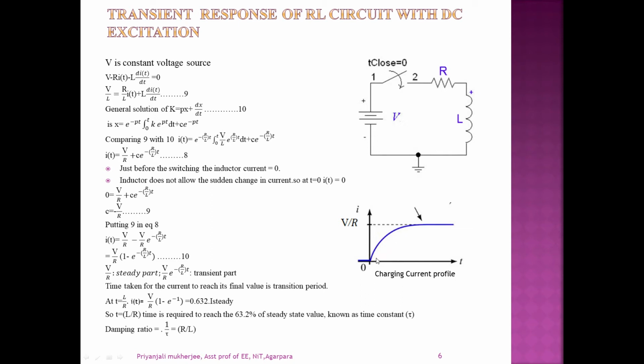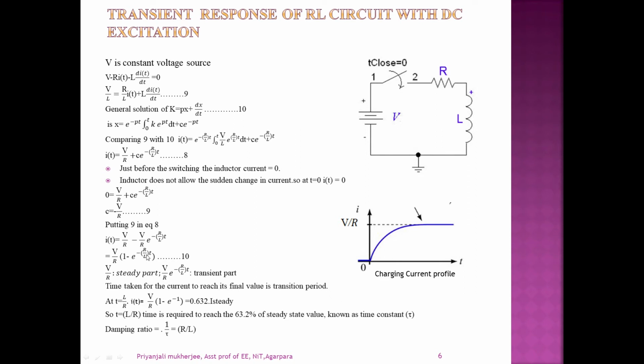If we plot the current with respect to t, we can see that it increases exponentially, and after a certain time it goes to a steady state value equal to V divided by R. Now, considering the final value is V divided by R, we need to find out the time constant. The equation is V/R into (1 minus e to the power minus (R/L)t).